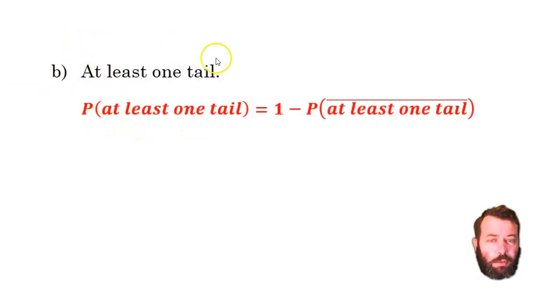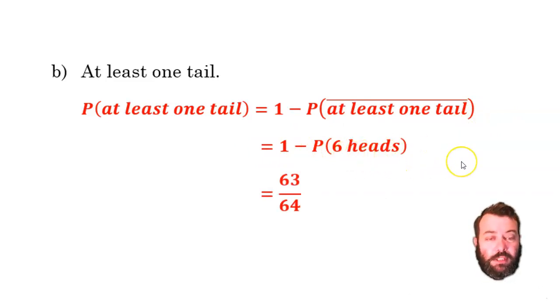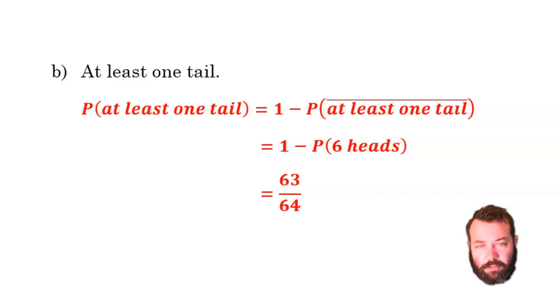So, the probability of at least one tail is 1 minus the probability of the complement of that, which is 1 minus the probability of 6 heads, which is 1 minus 1 over 64 or 63 over 64. Okay, so that's much easier than calculating the probability of one tail plus the probability of 2 tails plus the probability of 3 tails and so on. 1 minus the probability of the complement.